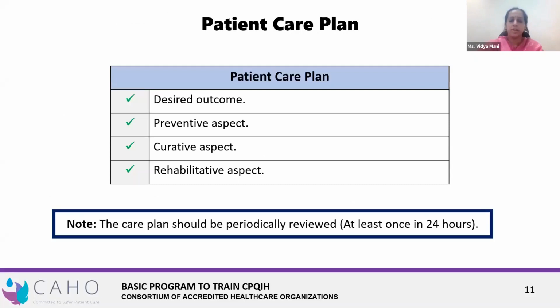With regards to the plan of care, what are the components of a patient care plan? It has to have the desired outcome defined. The plan of care should include preventive aspects, curative aspects, and rehabilitative aspects also documented. Please note that the care plan should be periodically reviewed at least once in 24 hours, just to know if the patient is progressing well, and whether the plan that has been defined at the initial course of admission is helping the patient recover better or not. So it is important that we review the care plan.